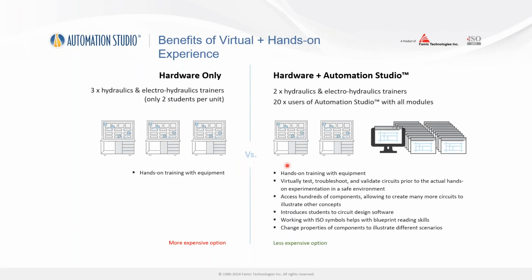Then what are the benefits of virtual plus hands-on experience? If you're only using a hardware kit, then only 2 students per unit can work on that, right? And it will be an expensive option. But if you're using hydraulic kits plus Automation Studio licenses, there are multiple benefits as you can see here, and it will be a really affordable option.